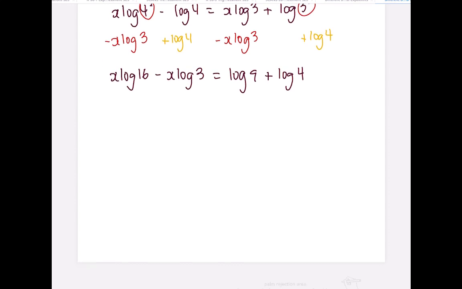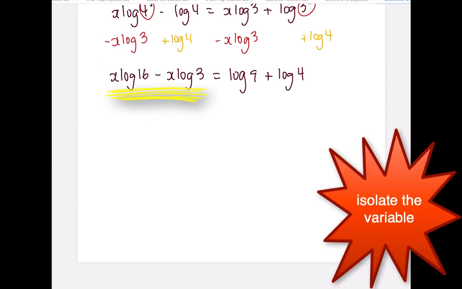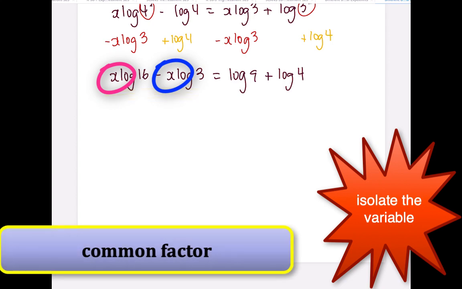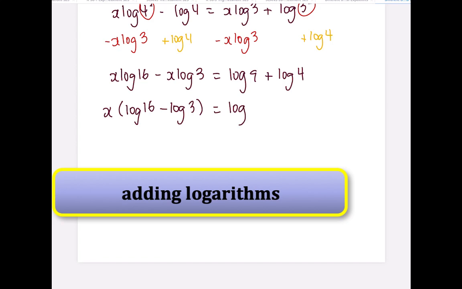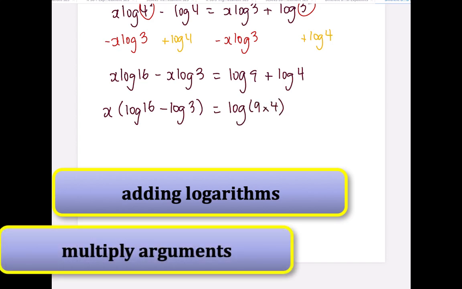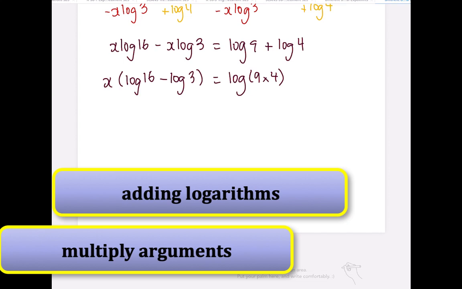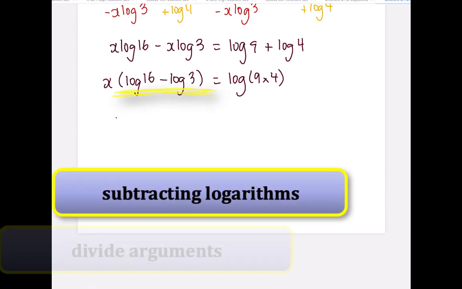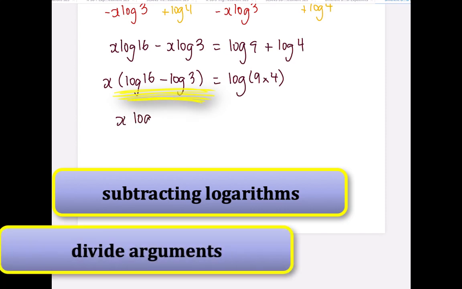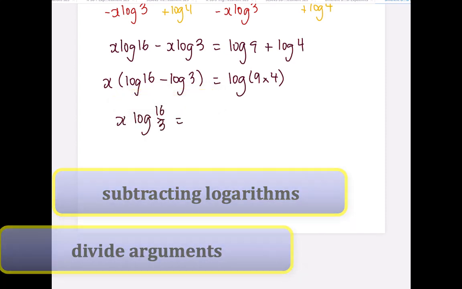All right, next step, I'm going to take a look at the left side here, and I've got two x's. What I'm going to do is common factor out that x, giving me x times log 16 minus log 3 equals log 9 times 4. So you'll notice that I factored on the left side, and I've gone ahead and applied my log law on the right side where I have the arguments multiply, because I have that common log base of 10. I'm going to go ahead and apply the log law on the left side, and that's going to give me x log 16 over 3 equals log 36.